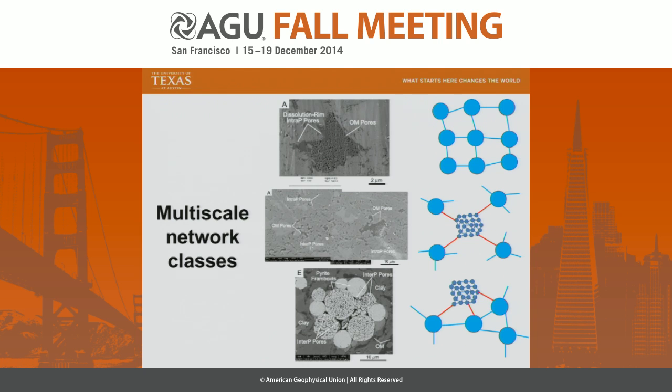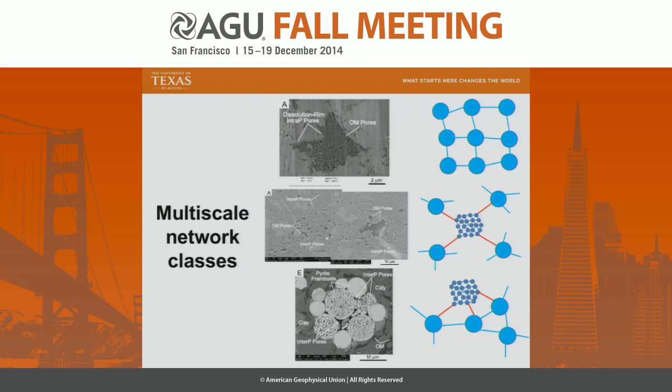In the second pattern, the smaller scale pores are in clusters, and they're adjacent to larger scale pores, such as interparticle pores. And the cluster is acting in series with respect to the adjacent pores. In the third pattern, the smaller scale cluster is acting in parallel with respect to larger interparticle pores.